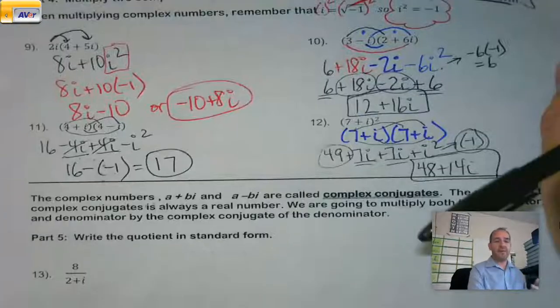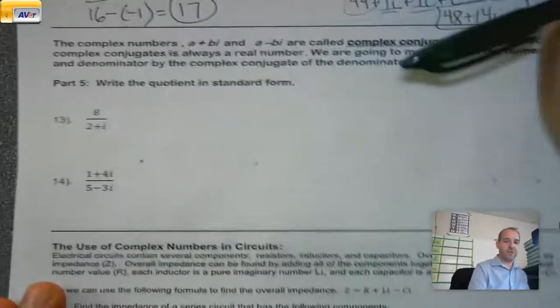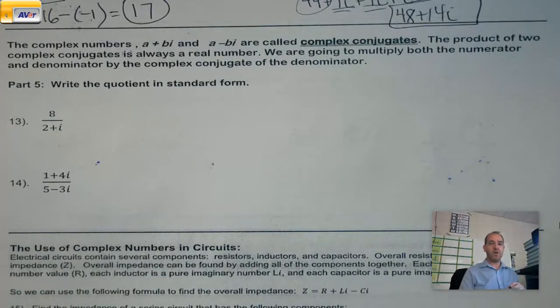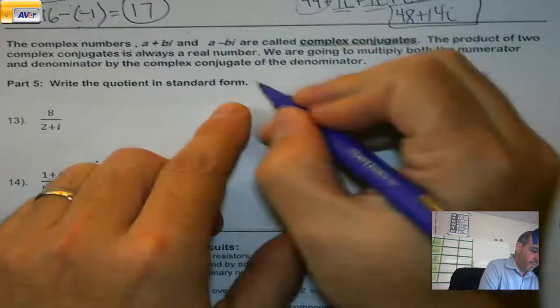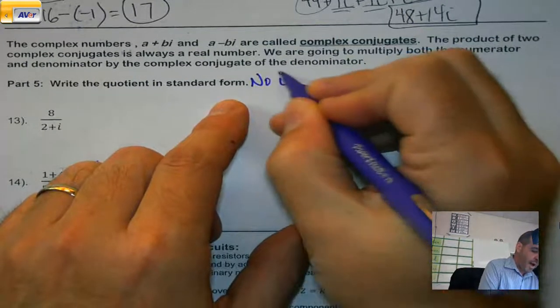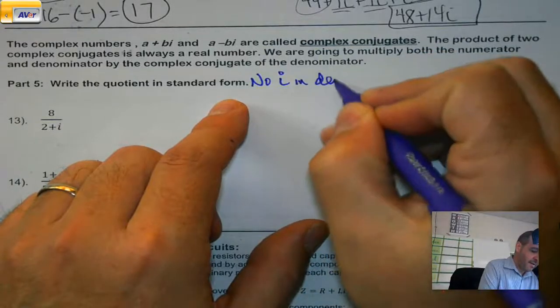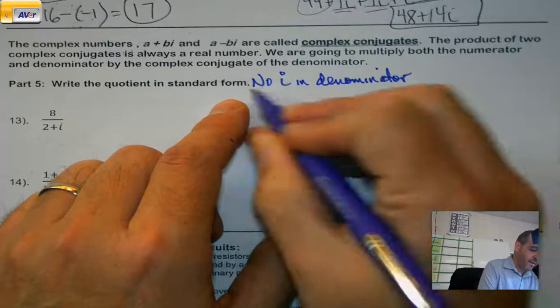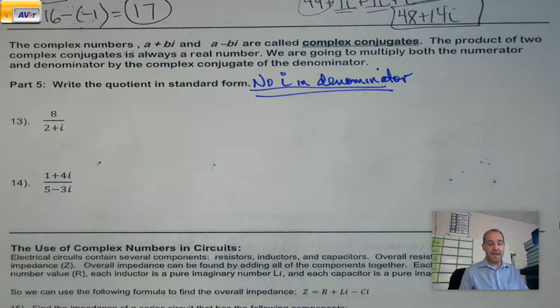Okay. One last thing to deal with. We've done add, we've done subtract, we've done multiply. Now we got to do division. This gets a little more interesting. So the complex numbers are called complex conjugates. Ooh, big fancy term there. The product of two complex conjugates is always a real number. Okay, here's basically the rule here we got to remember. No i in the denominator. Okay, that's the rule. When you get a final answer, i can't be down below.